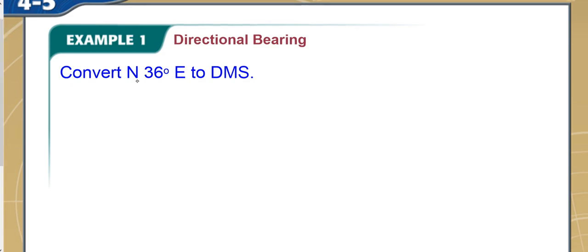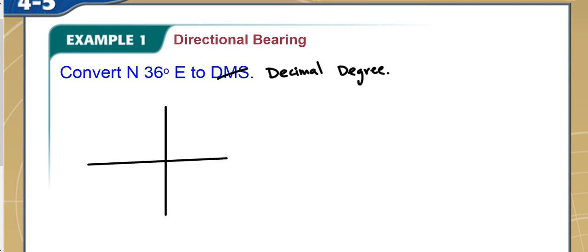It says, take north 36 degrees east and convert that to DMS. That's degree, minutes, seconds. And really, we're going to be doing this in decimal degree. Specifically, we don't even have any decimals, so they're kind of one and the same, but we typically work in decimal degree in this class. So I'll just change that. So I would start. Let me get a little axis here. It shows what this would be. We would be starting from the north here, and we'd be working towards the east.